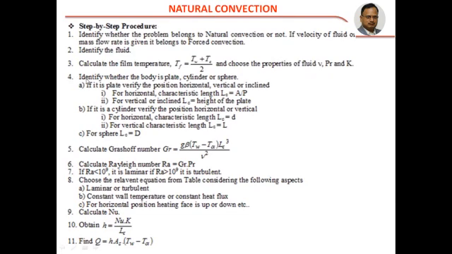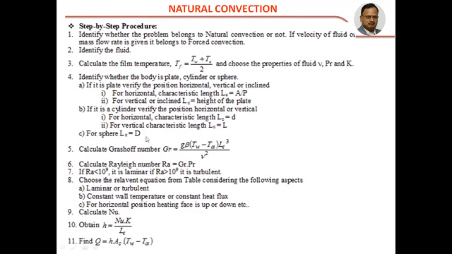Next step is identify whether the body is a plate or cylinder or sphere. If it is a plate, you have 3 positions: horizontal, vertical or inclined. For horizontal plates, the characteristic length is surface area by perimeter. For vertical or inclined plates, the characteristic dimension is height of the plate. If it is a cylinder, again verify whether it is in horizontal position or vertical position. For horizontal position, the characteristic length is diameter, and for vertical position, the characteristic length is length of the cylinder. And for a sphere, the characteristic dimension is obviously the diameter of it.